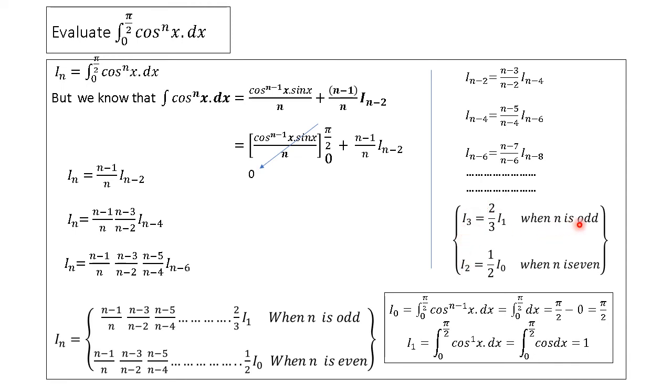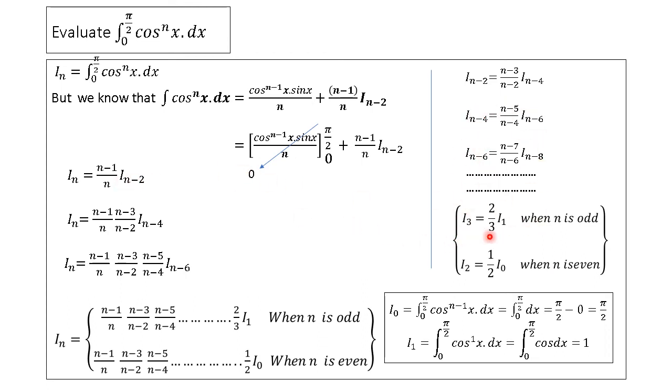I3 when n is odd, and I2 when n is even, because n is a positive integer, which contains positive even numbers and positive odd numbers. So it ends up with I3 when n is an odd number, and it ends up with I2 when n is an even number. Now combining all these values in this one.